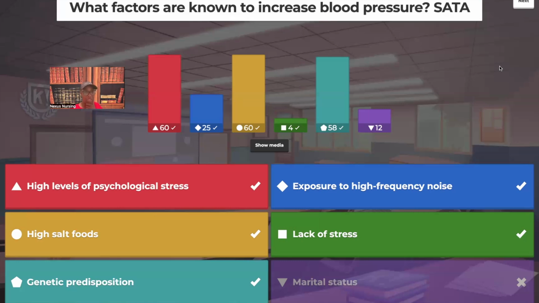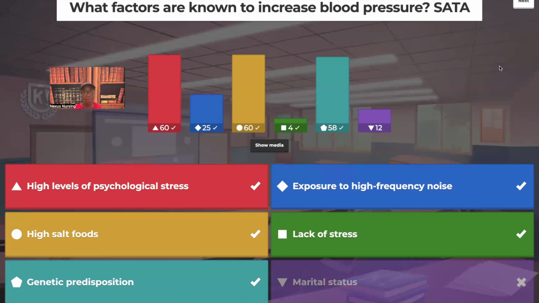And of course, genetic predisposition. Race, being Black, is a high risk factor for being hypertensive. Gender, being male, is a risk factor for being hypertensive. Or having a first degree relative. So genetic predisposition also is a risk factor.